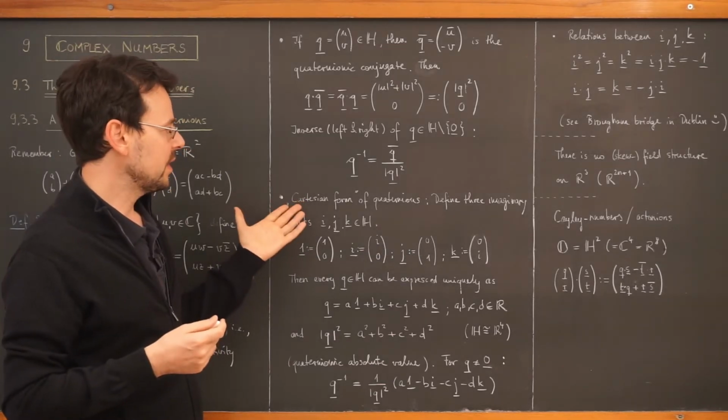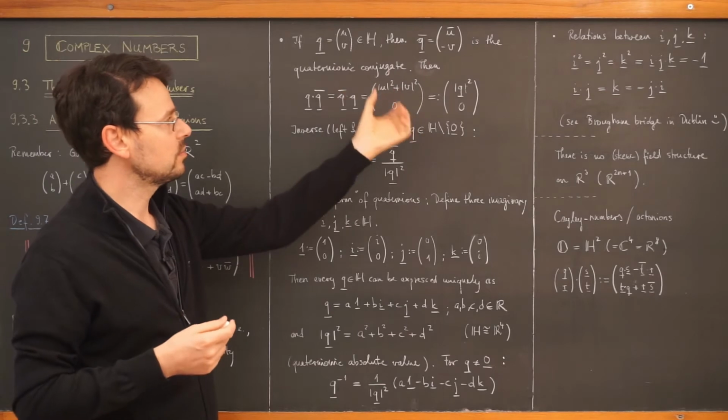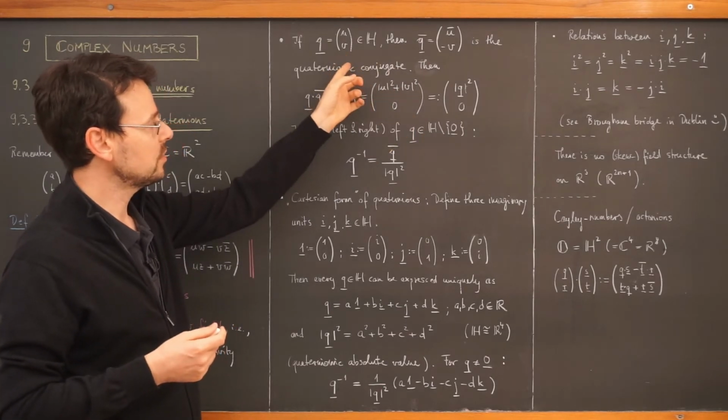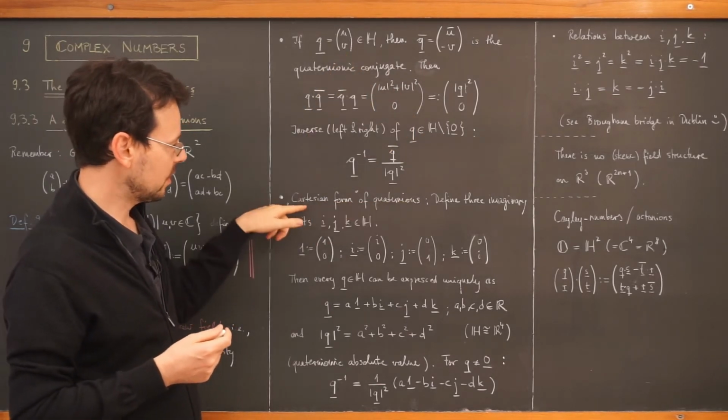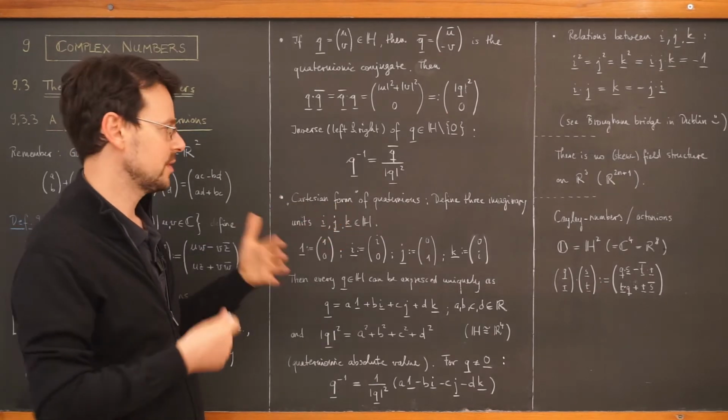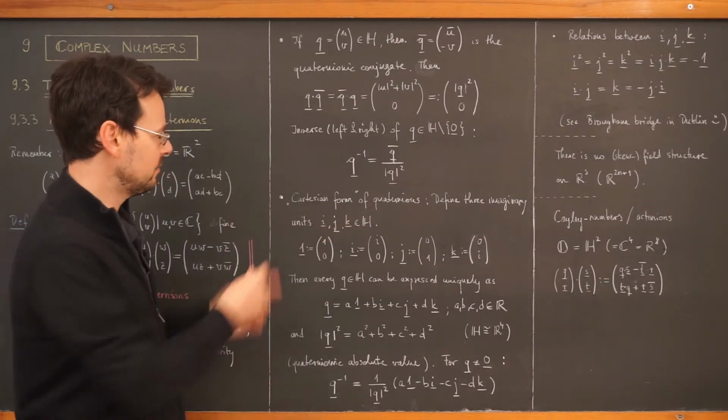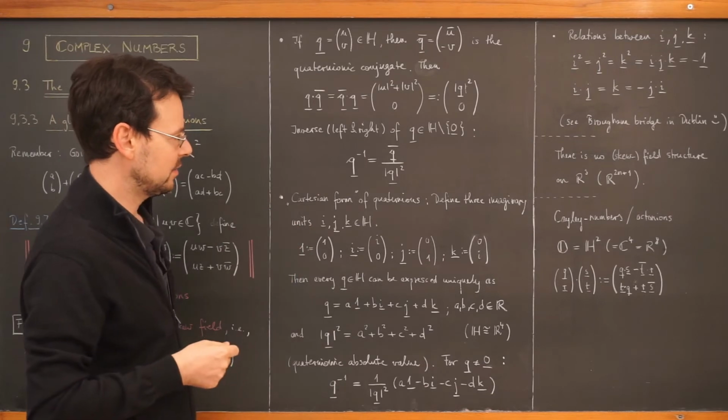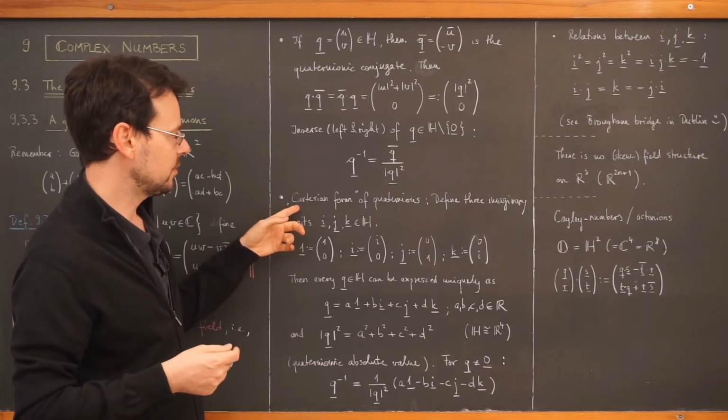And as with complex numbers, this vector notation is rather awkward to work with. So there was a Cartesian form of complex numbers. In the same way, there's a Cartesian form in the quaternions. I don't know if it's called that, but I use this term here.